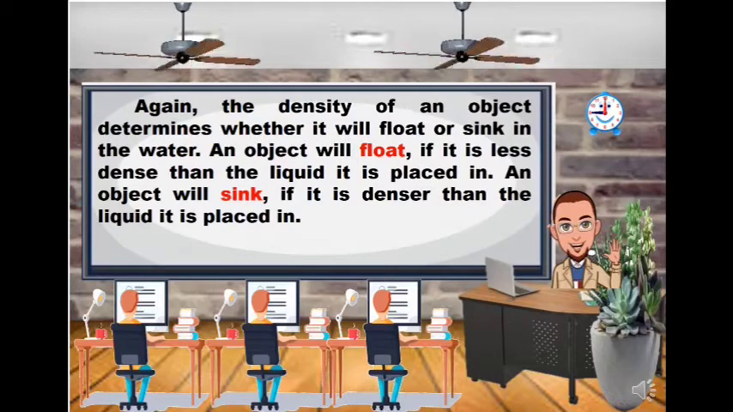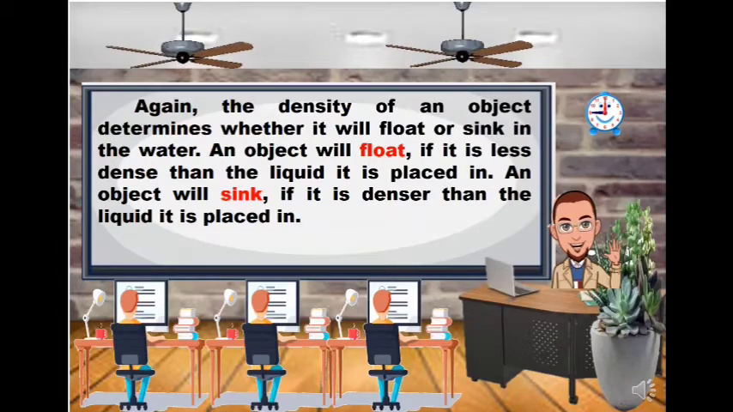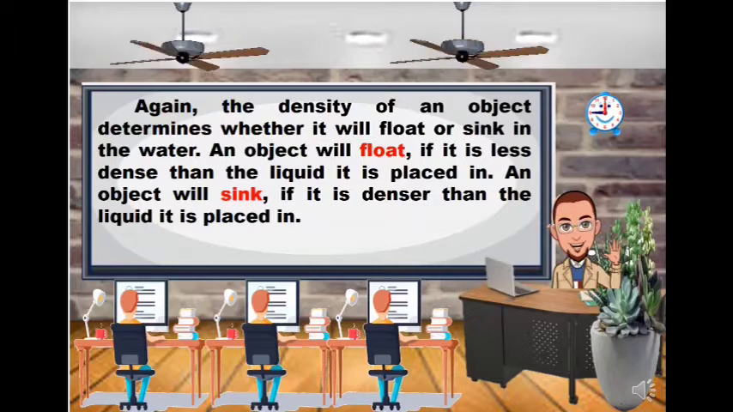Again, the density of an object determines whether it will float or sink in water. An object will float if it's less dense than the liquid it is placed in. An object will sink if it is denser than the liquid it is placed in. So, yung pag nilagay mo, kung mas mabigat siya dun sa liquid na pinaglagyan mo, ibig sabihin, magpa-float siya. But if mas magaan siya dun sa liquid na pinaglagyan mo, ibig sabihin, magsisink.